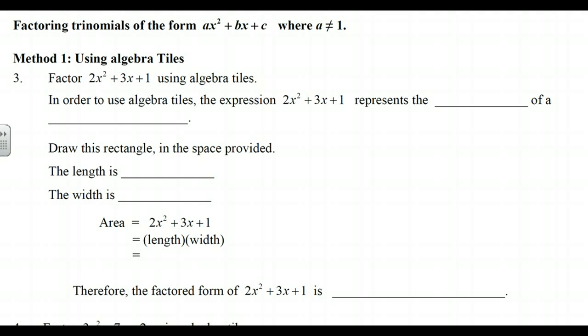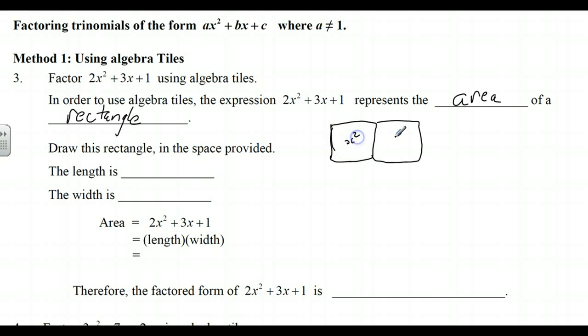If we were to use algebra tiles, factor 2x squared plus 3x plus 1. So in order to use the tiles, that will represent the area of a rectangle. So let's draw this rectangle. So we got 2x squared. It doesn't really matter if I go down or across. I'm going to go across.